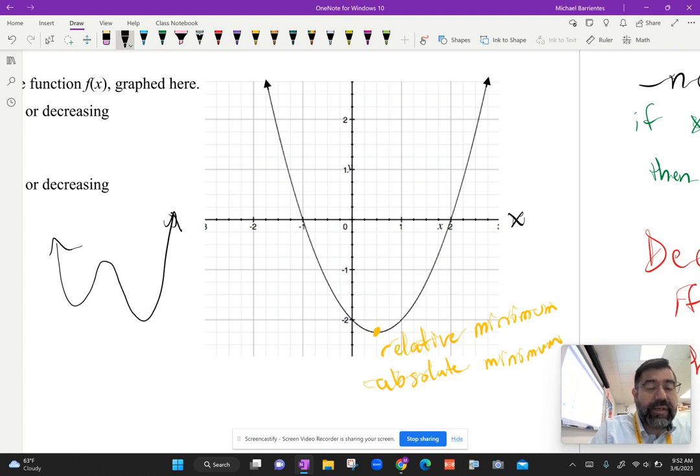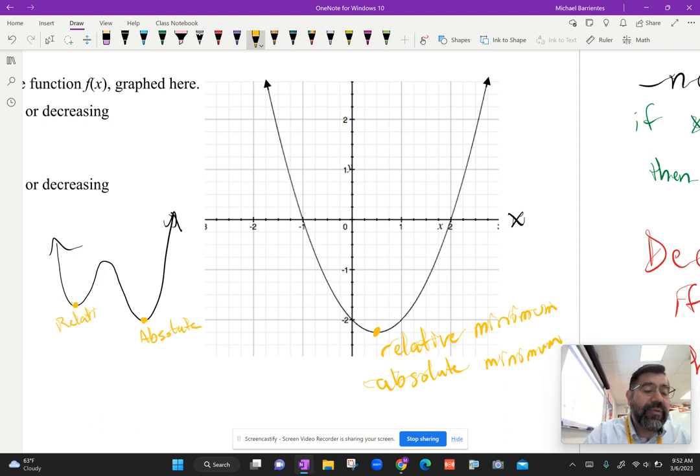Here's a graph that looks like a W. This point right here is a relative minimum. It's a relative minimum because compared to the points around it, it creates a dip. There's a valley in the graph. But it's not the lowest point on the graph. The lowest point on the graph would actually be over here. That's an absolute minimum. That is the absolutely lowest point on the graph.